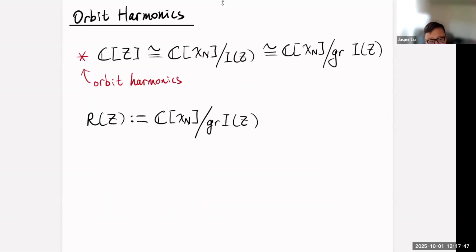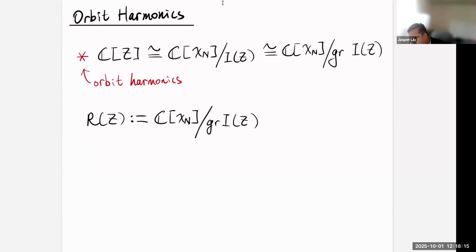So the punchline for orbit harmonics is that we can extend this isomorphism of the coordinate ring and the polynomial ring quotient by the vanishing ideal by one more step. They are also isomorphic to the polynomial ring quotient by the associated graded ideal of the vanishing ideal. And we will call this last quotient R of C.